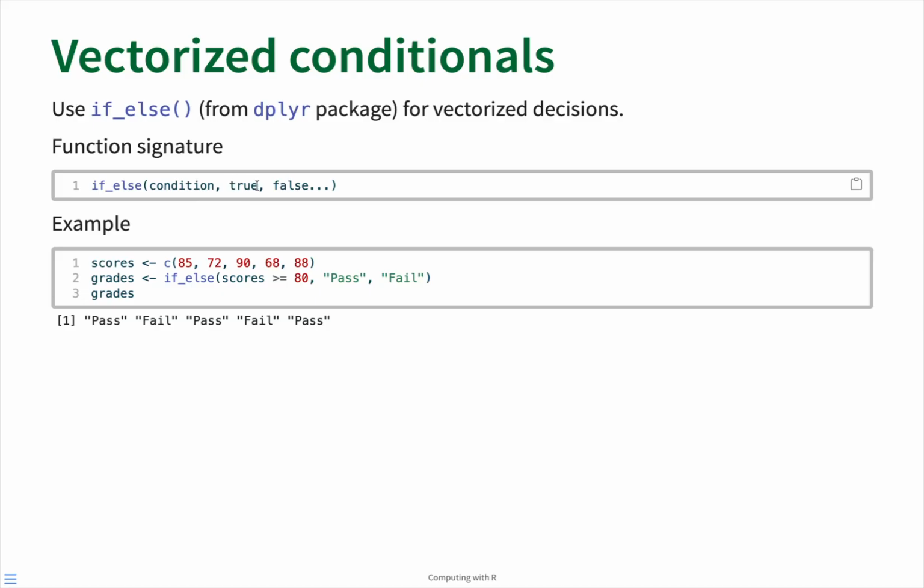And sure enough, the first value is 85, which is greater than 80, and so we insert the true value into the new vector. We get the value pass. The second item of the input scores vector is 72, which is less than 80. So in that case, that evaluates to false, and so we put in the false value, which is the word fail. And sure enough, that's the second value in the output grades vector, and so forth.